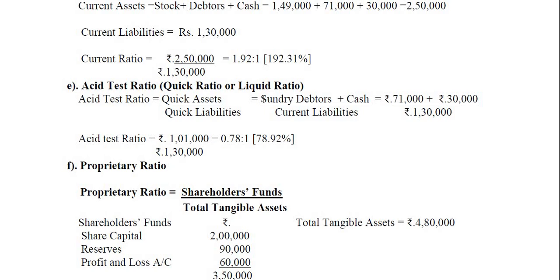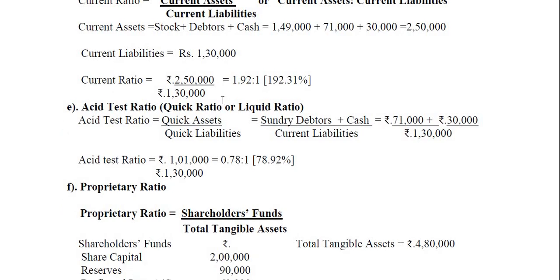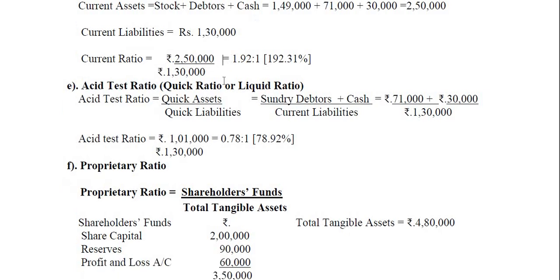If you compare with the standard ratio, it is a bit lesser, but everything depends upon the situation. Sometimes current ratio might be very good, but still it may not be good because current assets may include, for example, unsold stock or uncollected debtors. Therefore, everything depends upon the circumstances and situation. With one ratio, you cannot jump to the conclusion.